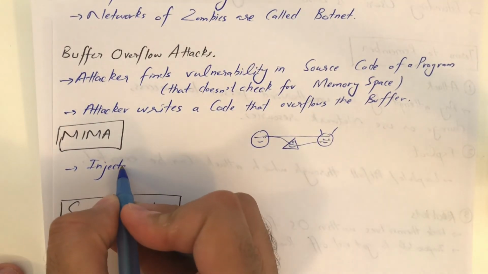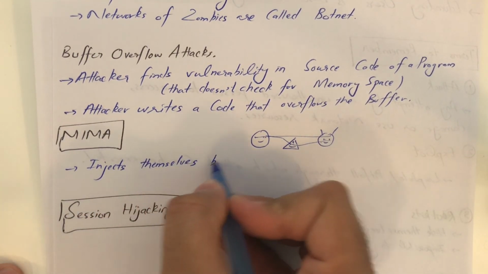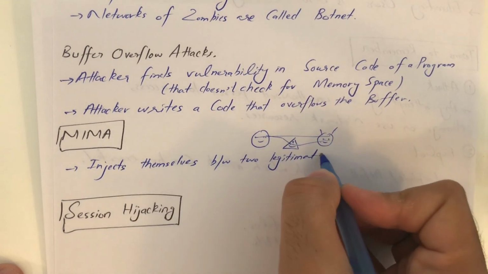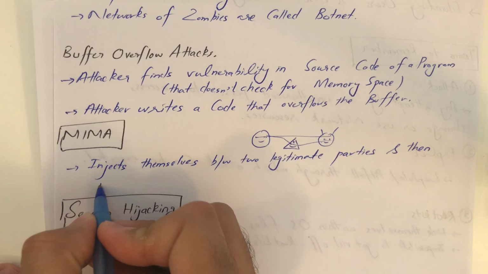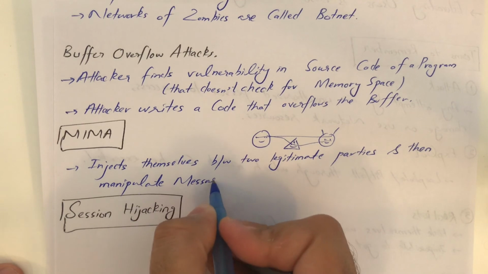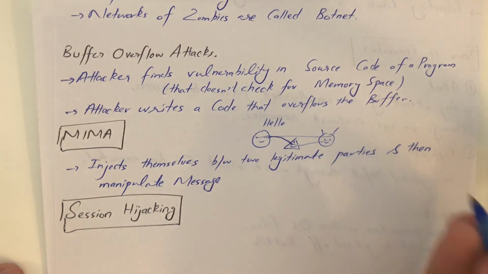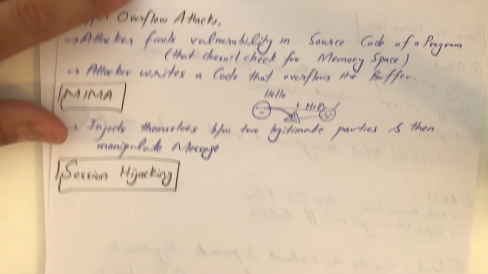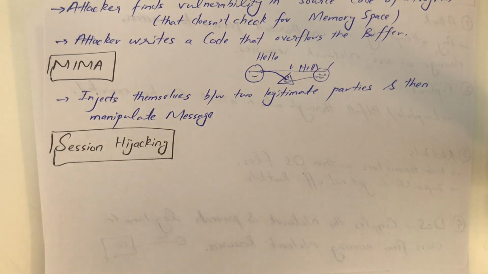So the attacker injects themselves between two legitimate parties and then manipulates the messages. For example, the sender is sending "hi, hello," and when it goes through the man-in-the-middle eavesdropper, it can change it to, let's say, "hell," something like that. That's a man-in-the-middle attack. Session hijacking attack, we'll discuss in detail in chapter number 9.